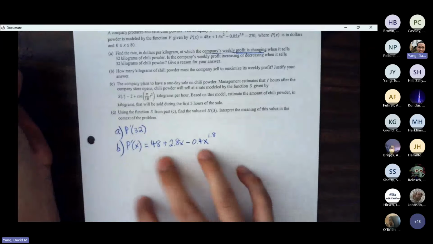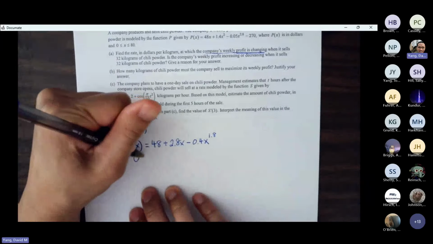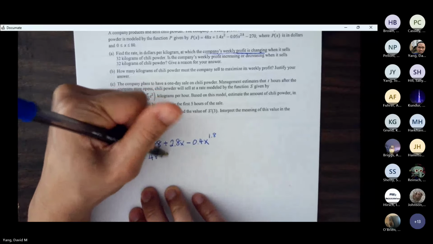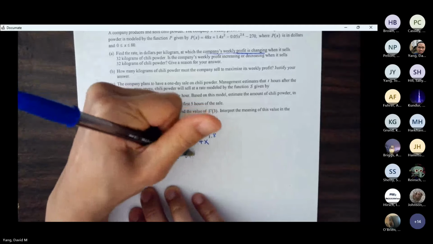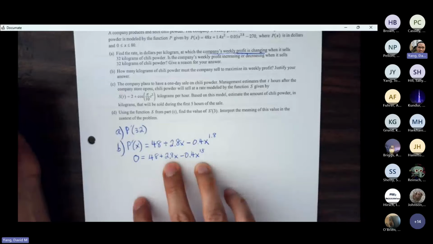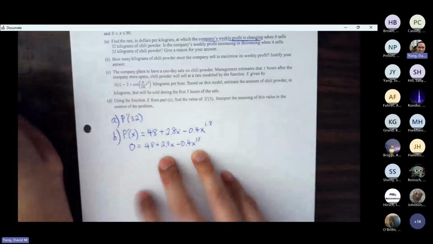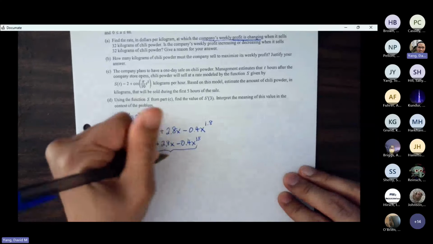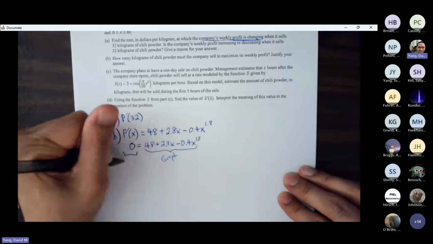Okay, so we have our P prime. Critical points are found by setting our P prime equal to 0. Now, this is not something that we can solve by hand. This is not a quadratic, because of the 1.8 exponent. So let's make the calculator do this for us. We can graph this and then look for the x-intercept.